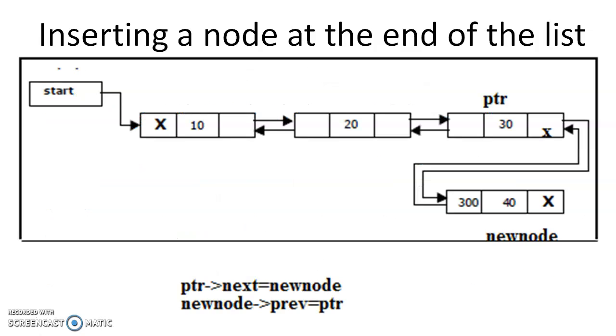See here, 10, 20, 30 is there. Now I want to insert 40, which is at the 300 memory location after insertion. See here, previously it is null. Now pointer of next is pointing to the new node and the new node of previous is pointing to the pointer. So what are the 2 operations? Pointer of next is pointing to the new node and the new node of previous is pointing to the pointer. These are the 2 operations that we are performing for inserting a node at the end of the double linked list.